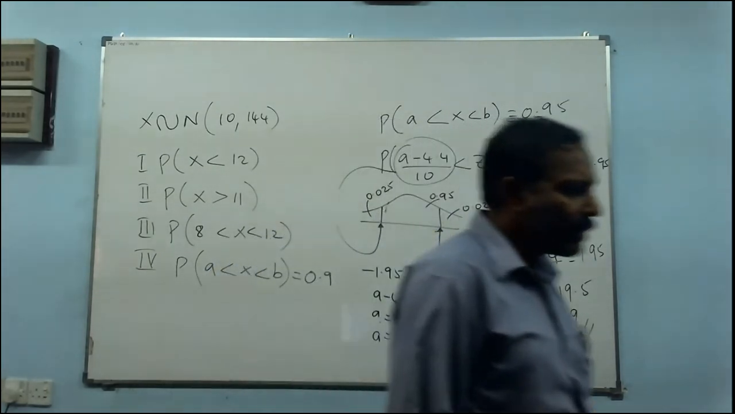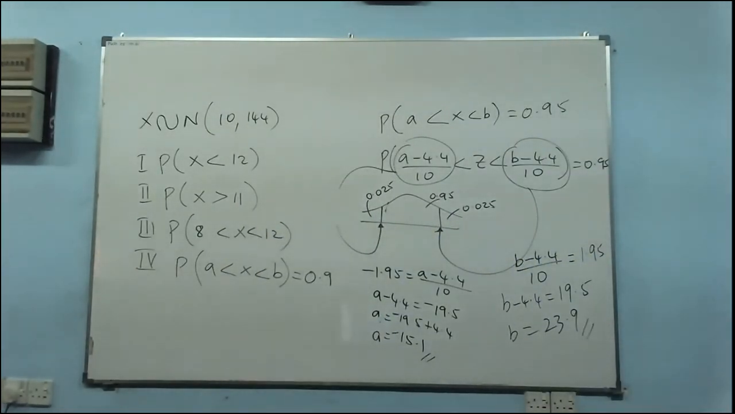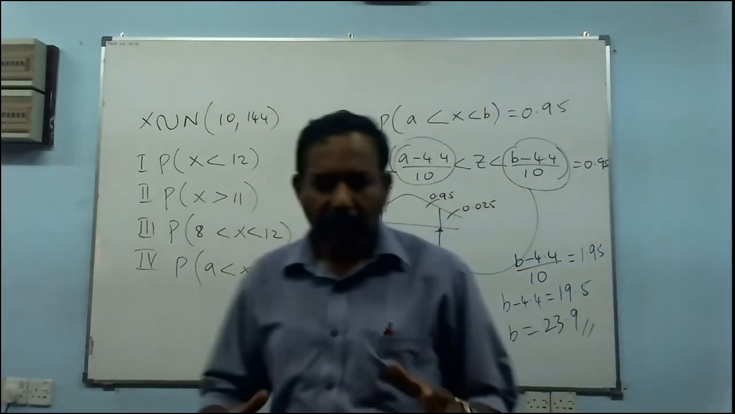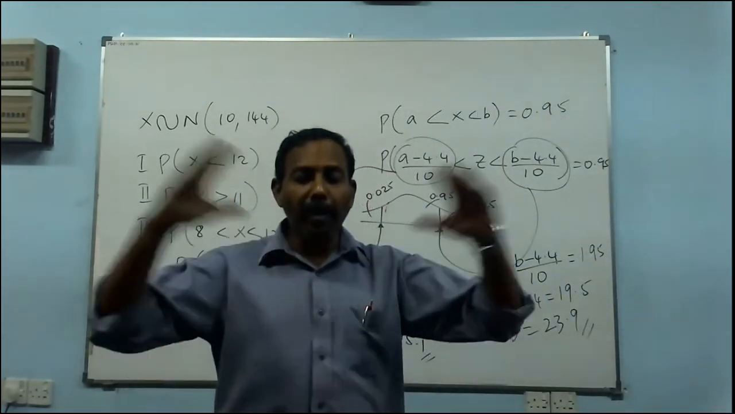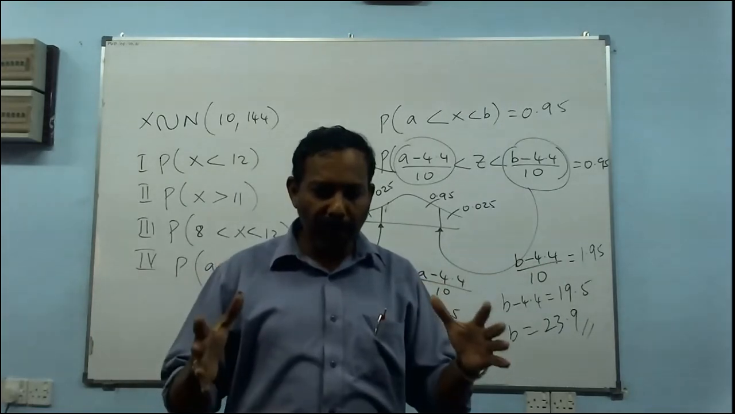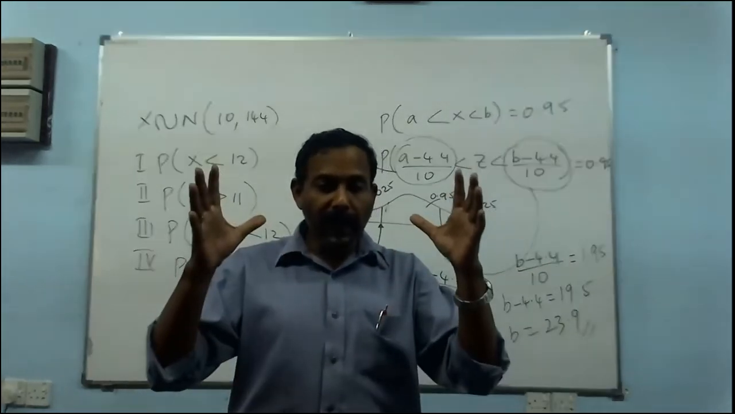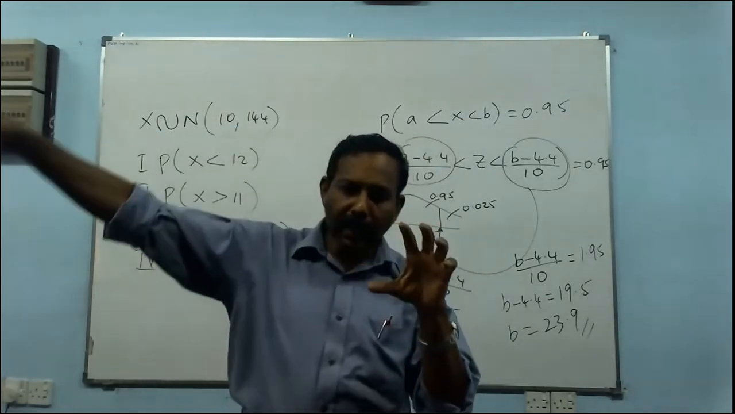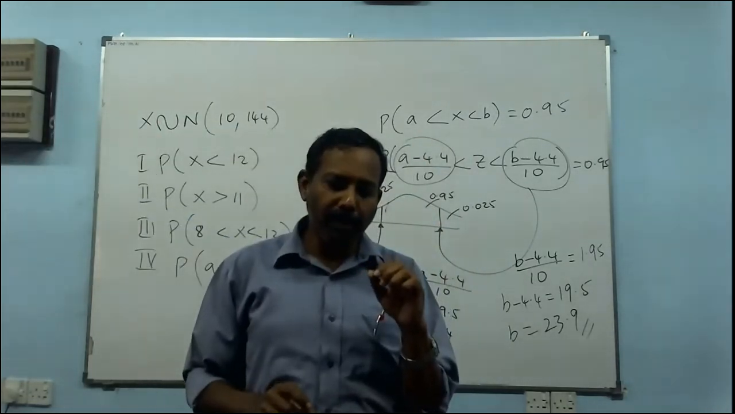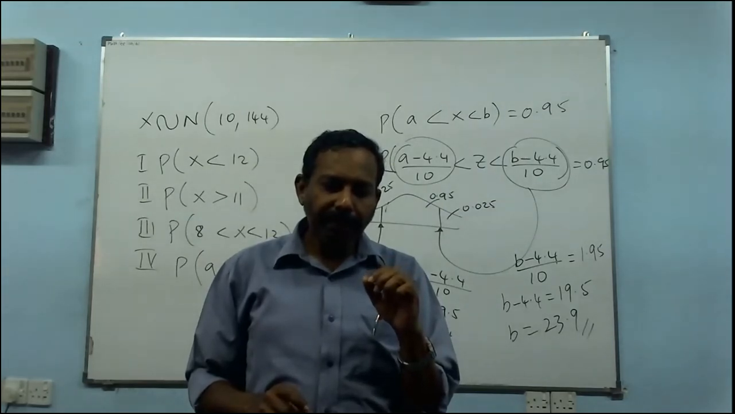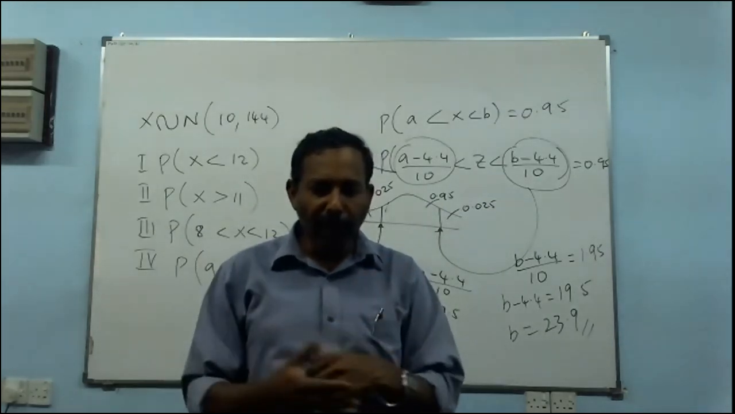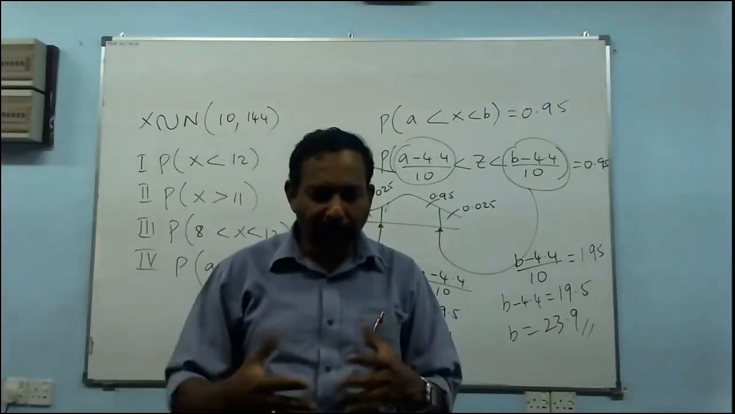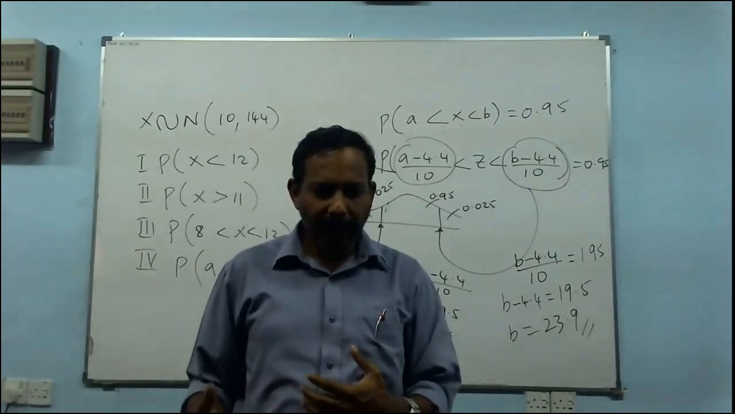Go ahead once again. Since the paddy production is normally distributed and we are unable to get the probabilities directly, we convert to a standard normal distribution. Okay, sir, so the standard normal distribution is similar to our log table. Do you understand?